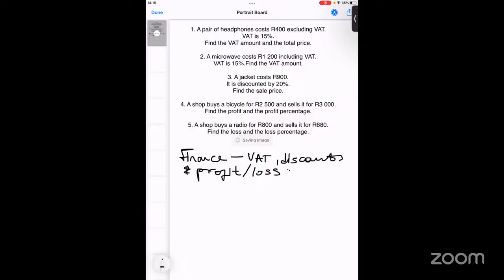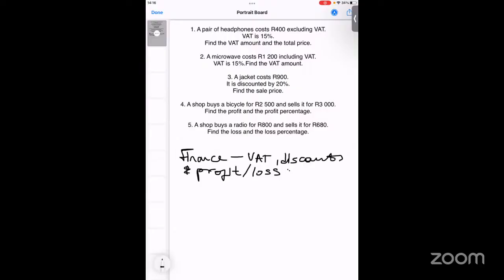I hope you can see a list of questions that I'm having where we are going to be talking more about financial maths. Most importantly, we're going to be looking at the VAT, value added tax, calculations related to discounts, and most importantly, whether you've made a profit or a loss. Very, very much important on that one.